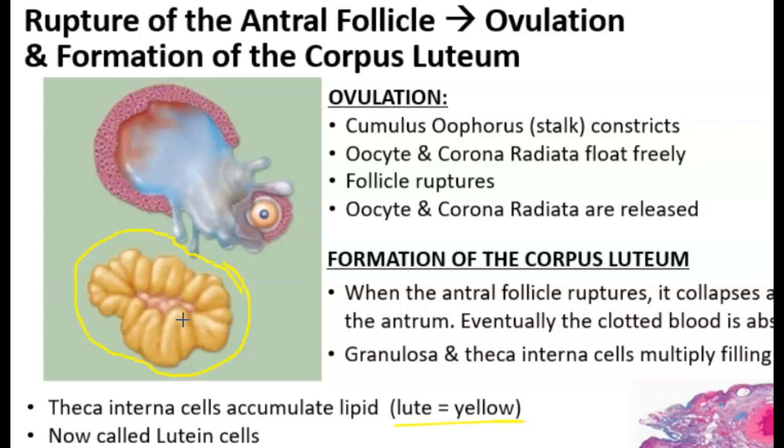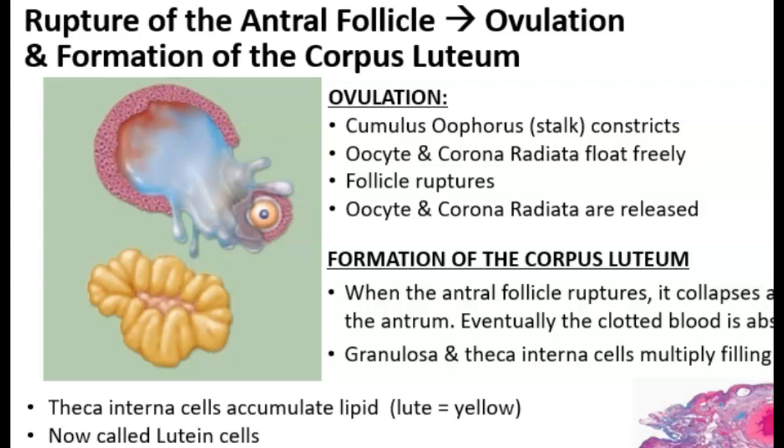The reason we stress the formation of the corpus luteum, even though we've lost the oocyte, so to speak, it's not even in the follicle anymore, is because the corpus luteum secretes progesterone. And I bet you've heard of progesterone before. It's another one of the ovarian hormones, right? And we talked about it at the beginning of this lecture as well.